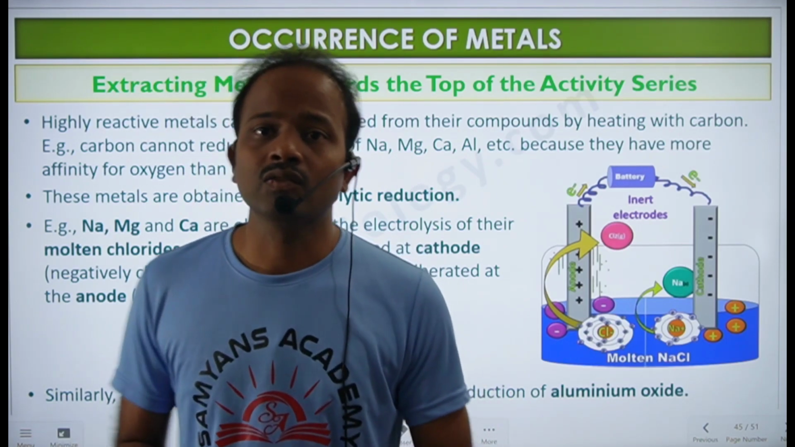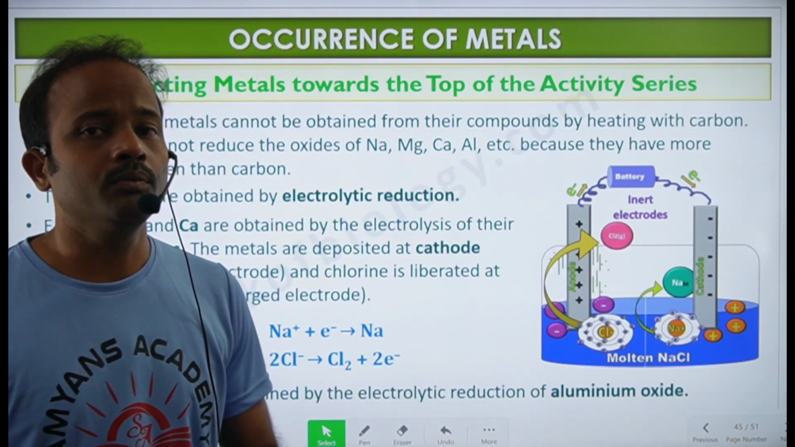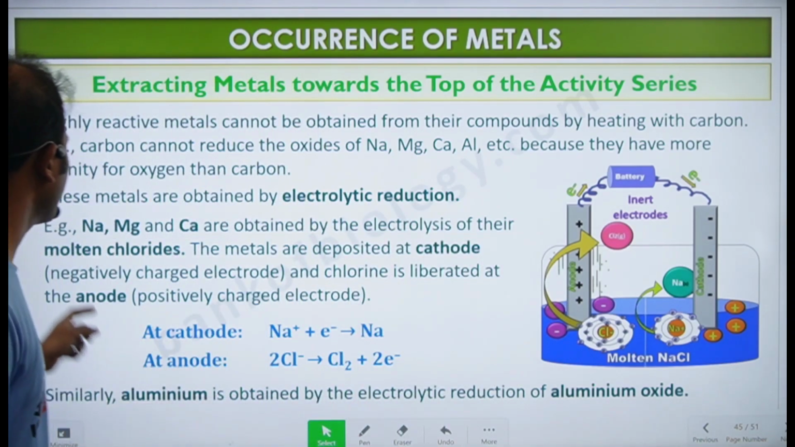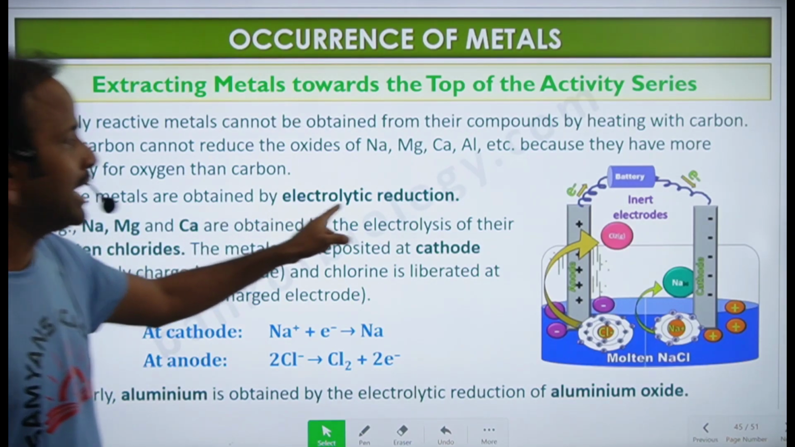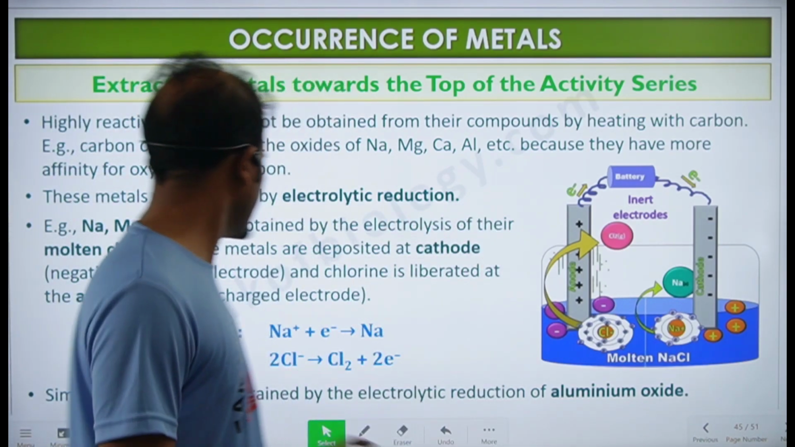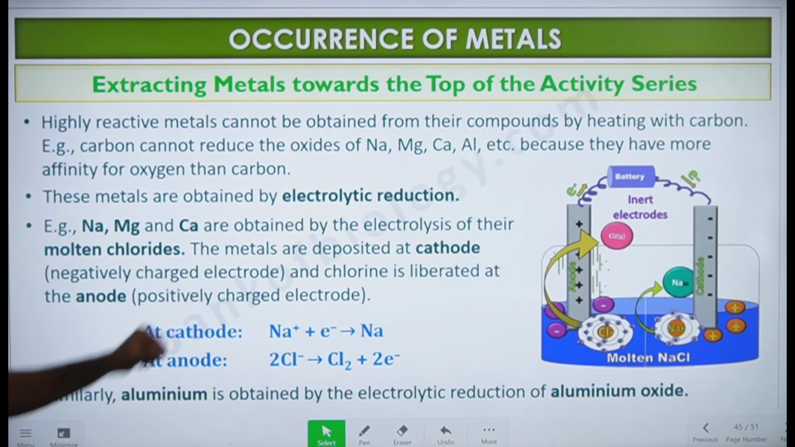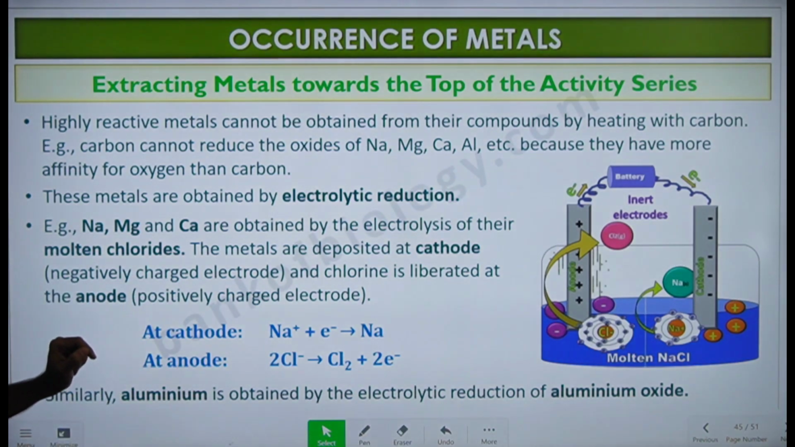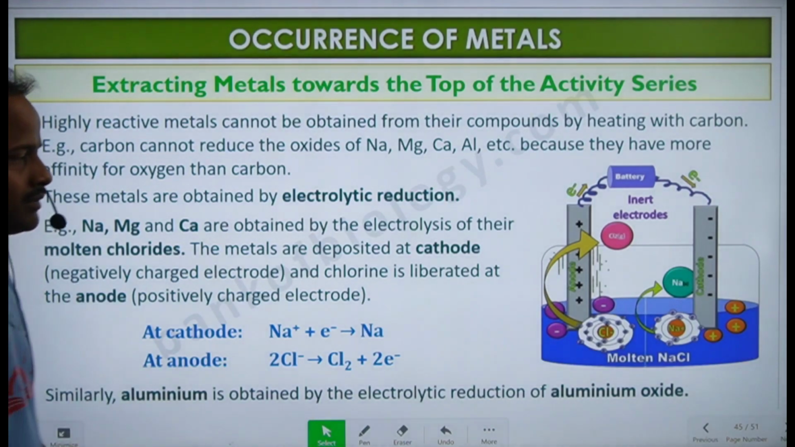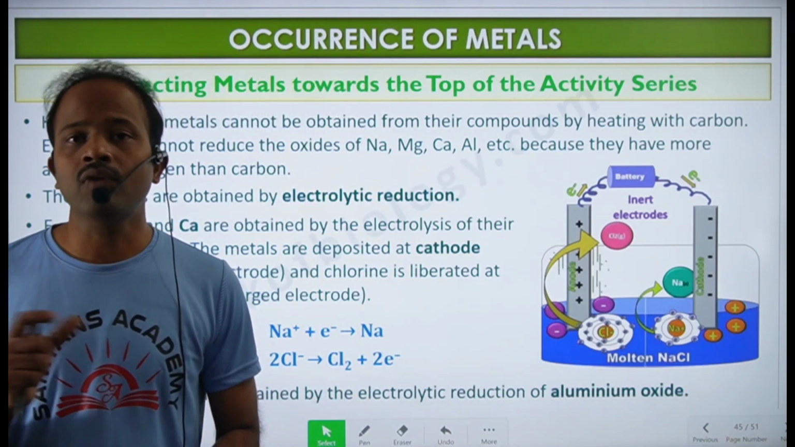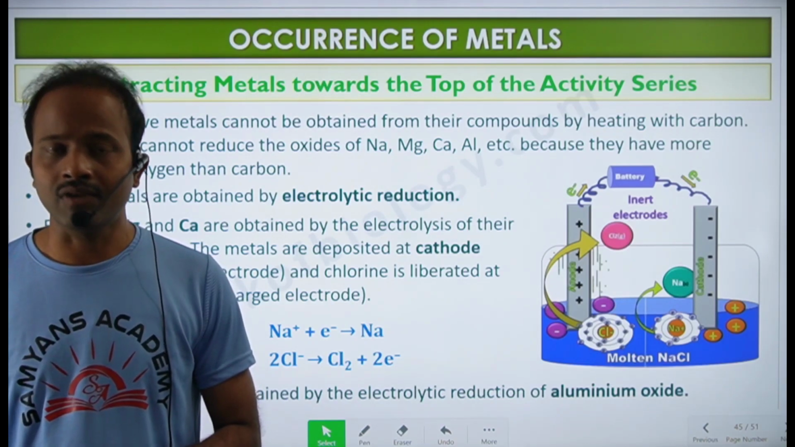So in these cases, you have to approach electrolytic reduction. In this process, these metals are obtained by electrolytic reduction. Let us see what happens. Sodium, magnesium and calcium are obtained by electrolysis of their molten chlorides. The metals are deposited at the cathode, that is the negatively charged electrode, and chlorine is liberated at the anode, right? Here we are taking molten NaCl, not adding water, just the liquid form of NaCl.